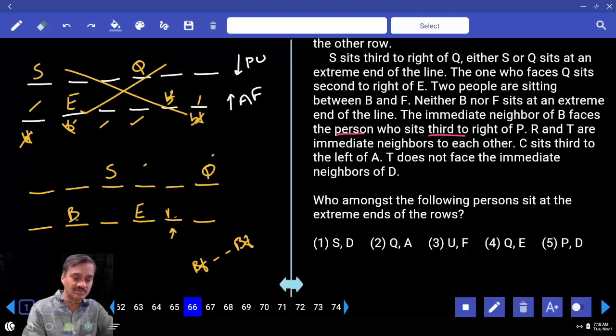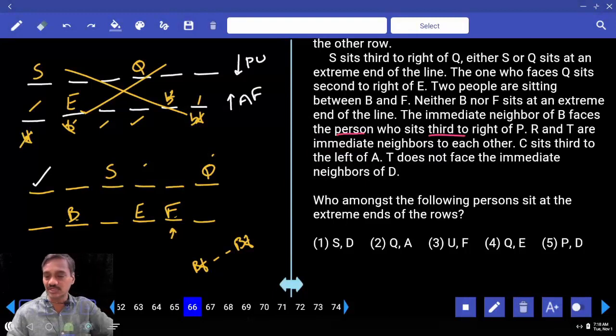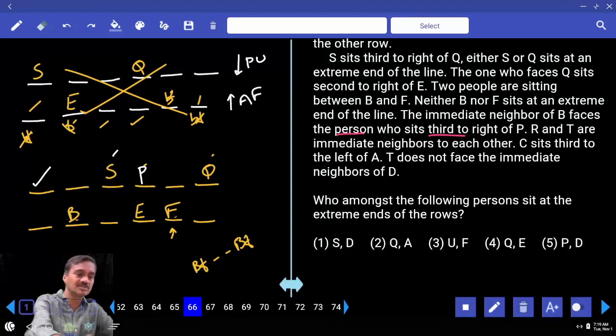There are 2 persons between B and F. The immediate neighbor of B sits third to the right of whom? Third to the right of B. One of the immediate neighbors of B is this person, and this person is seated third to the right of whom? Third to the right of B. Is there a chance or not? Then P will be here. Is it possible? No. Then Q would be third to the right of Q. Not P. Hence the immediate neighbor of B sits third to the right of P.